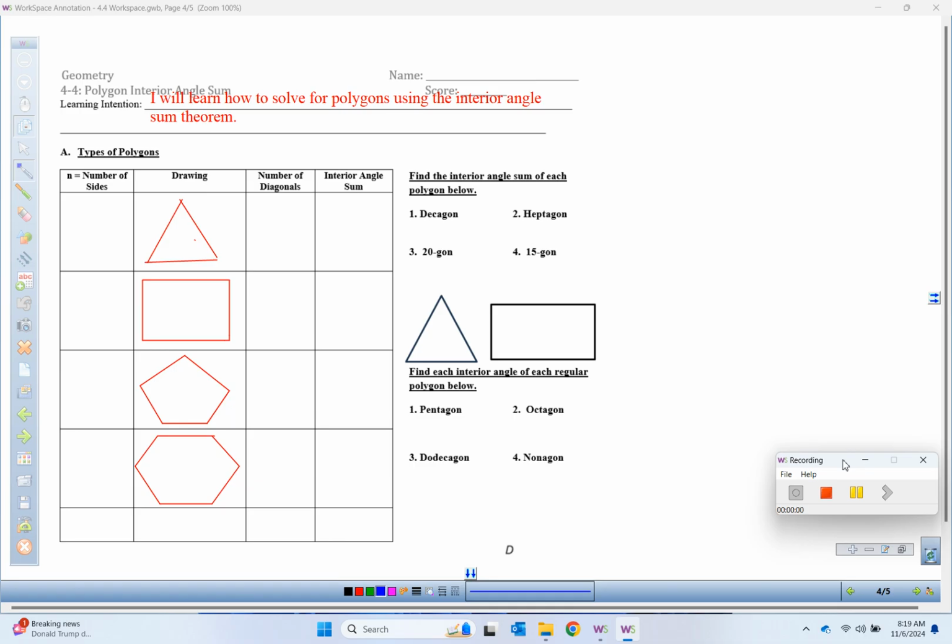Okay, so today's learning intention is: I will learn how to solve for polygons using interior angle sum theorems. So we're going to be learning a new theorem today and finding the sums of the interior angles. So first of all, we are going to look at polygons by the number of sides.